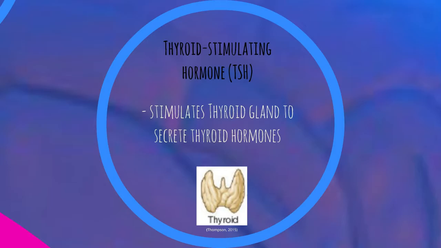The thyroid stimulating hormone, short TSH, stimulates the thyroid gland to secrete thyroid hormones. Low levels of the hormones T3 and T4 trigger the release of the thyroid stimulating hormone, whereas high levels of T3 and T4 inhibit the release of thyroid stimulating hormone and the thyrotropin releasing hormone. The target organ is therefore the thyroid gland.